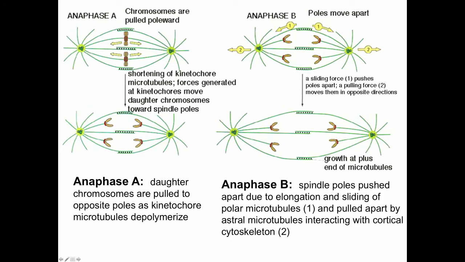At anaphase B, the spindle poles are pushed apart due to elongation and sliding of polar microtubules past each other, and these are with kinesin motors that are moving in opposite directions on the microtubules, and they're also pulled apart as the astral microtubules interact with the cortical cytoskeleton. So at anaphase B, there's a pushing of the spindle poles apart, and there's a pulling of the spindle poles apart.